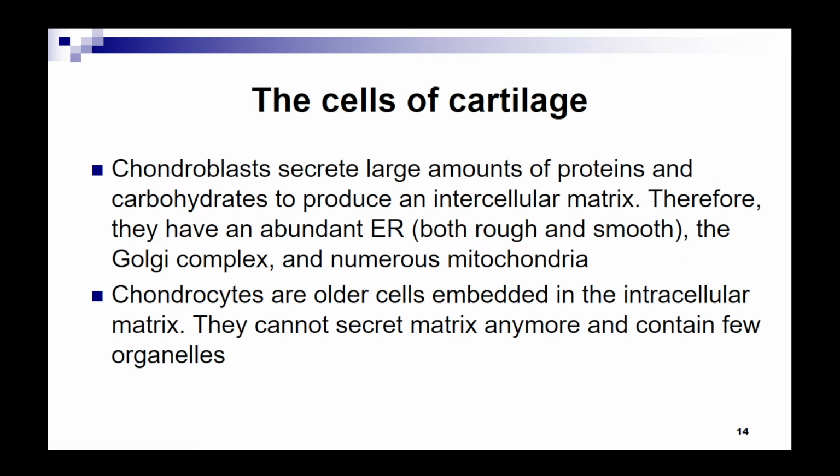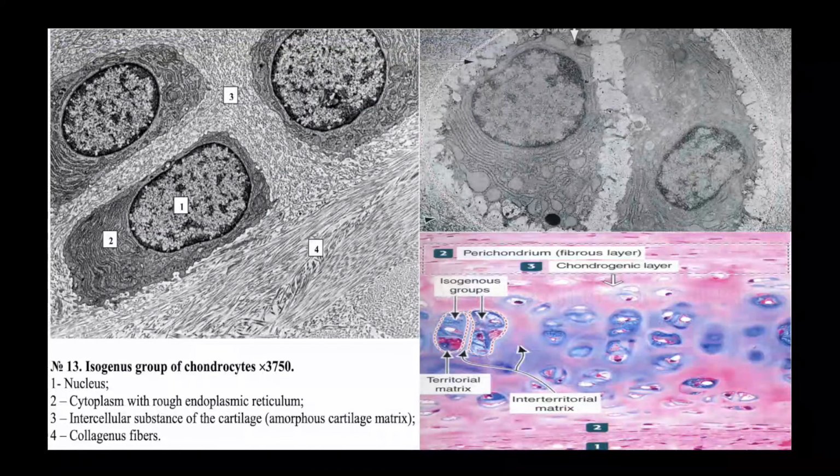They cannot secrete matrix anymore and contain a few organelles. So this is the difference between the cells. Look at this one. We have seen chondrocytes. This is also chondrocytes. And just remember, this is a picture from the examination, a transmission electron micrograph.